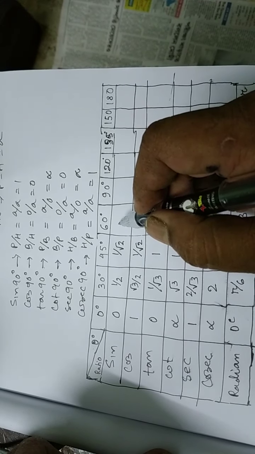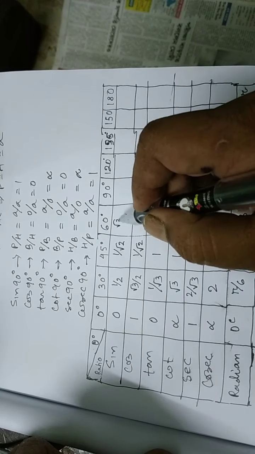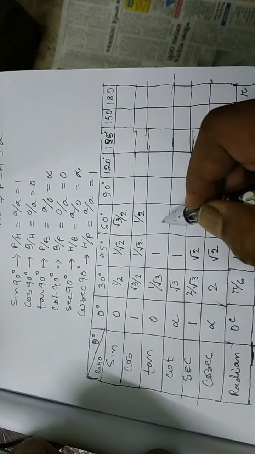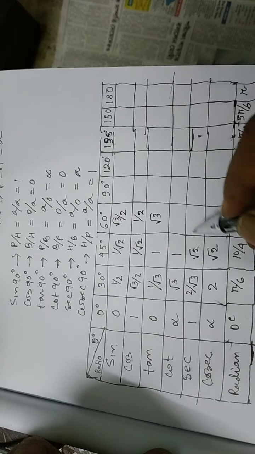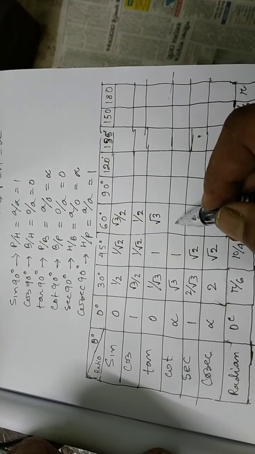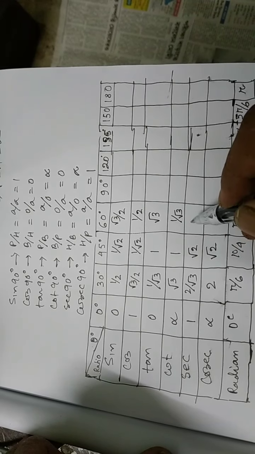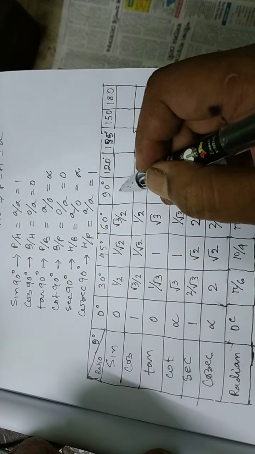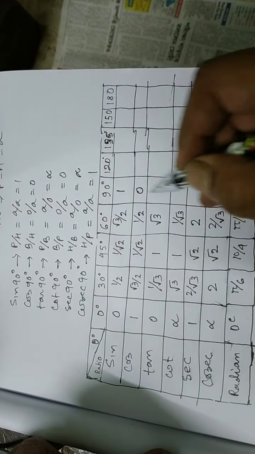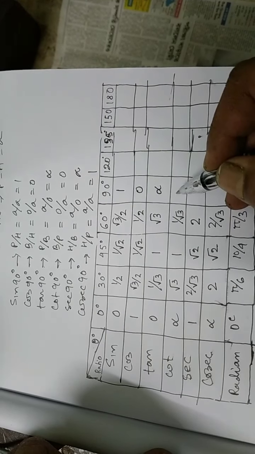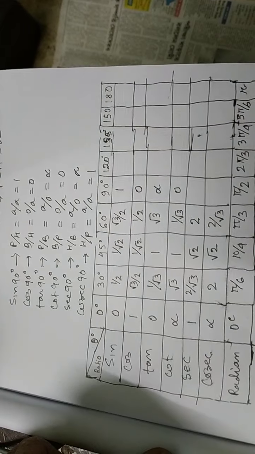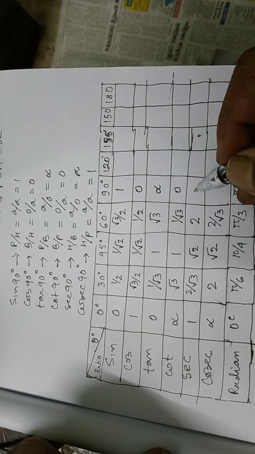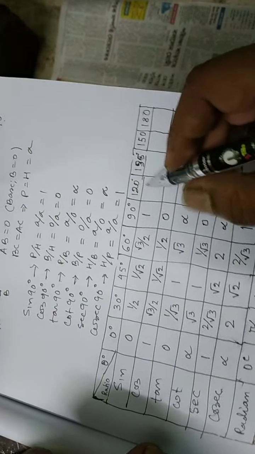60, sin 60 is root 3 by 2, cos 60 is half, tan 60 is root 3, cot 60 is 1 by root 3, sec 60 is 2, cosec 60 is 2 by root 3. 90, sin 90 is 1, cos 90 is 0, tan 90 undefined, cot 90 is 0, sec 90 undefined, cosec 90 is 1. 120.